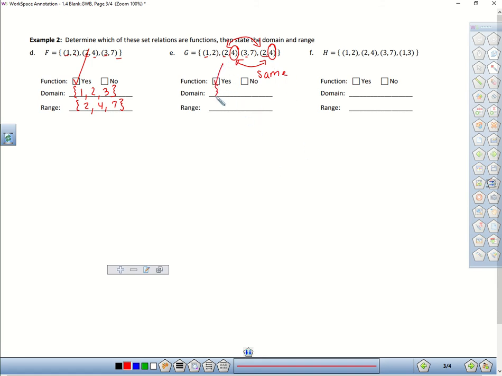This one throws people off, so just be careful and check and see if the y values are the same. If the y values are the same, then it is still a function. So I'm just going through my domain here. We don't have a 4 in the domain.